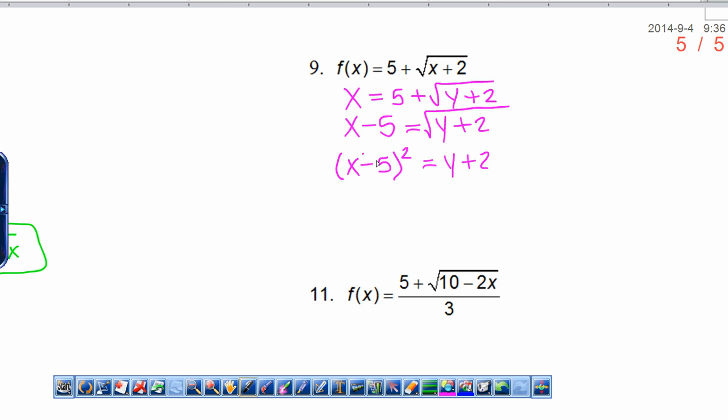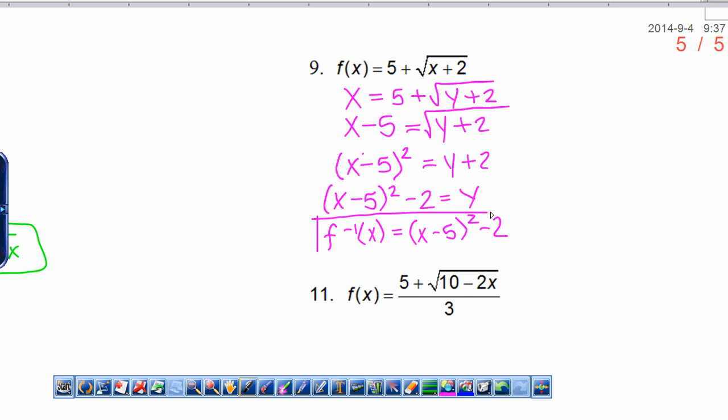If you were to multiply this out, you would have to double distribute: x minus 5 times x minus 5. All right, then what would I do? Subtract 2. And then change it to f inverse of x. So the only new thing I'm really asking you to do is switch the x and the y. Everything else right now with these inverses is just some challenging pieces of algebraic solving.